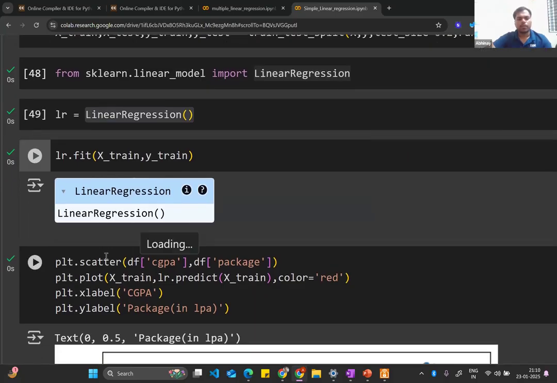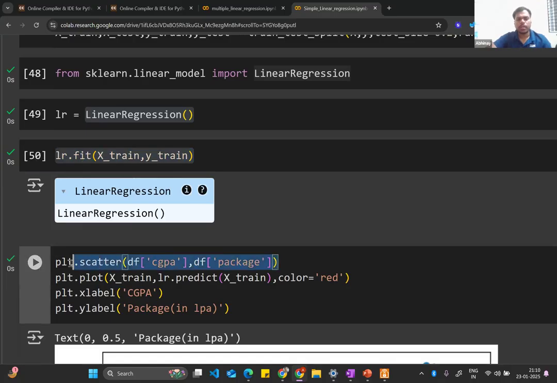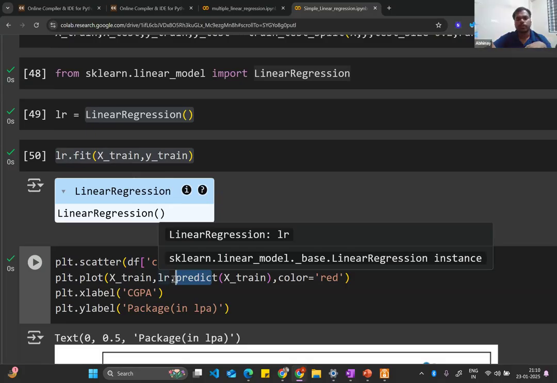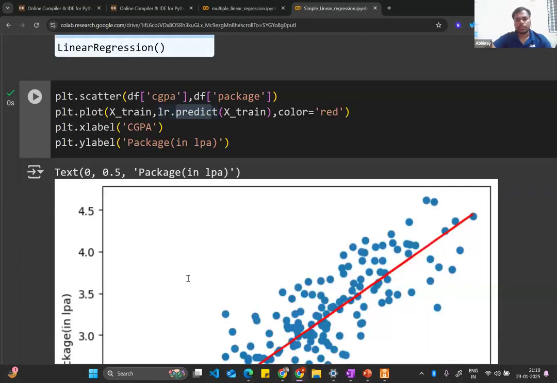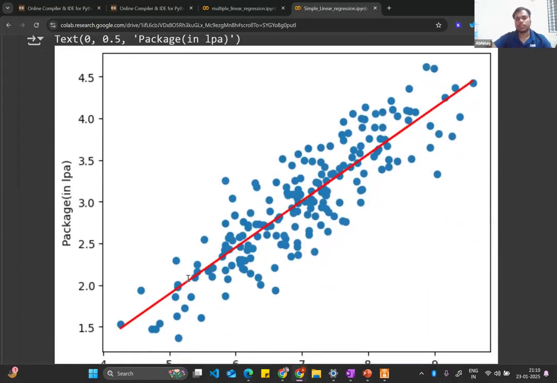Once we are able to fit this, what we will do is draw this line over your scatter plot diagram, and this line will give you the value of your slope and your coefficient, right? So once we draw it, you can see this is the line.